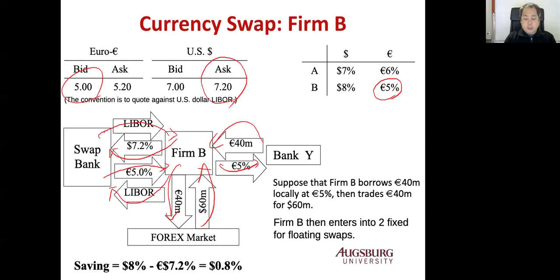So eventually their 5% is covered by the swap bank, right? And LIBOR cancels out, and the interest rate they pay is actually the dollar interest rate 7.2%, which is great because if they directly borrowed dollars, they would borrow at 8%. It means that they can save 0.8% interest rate.